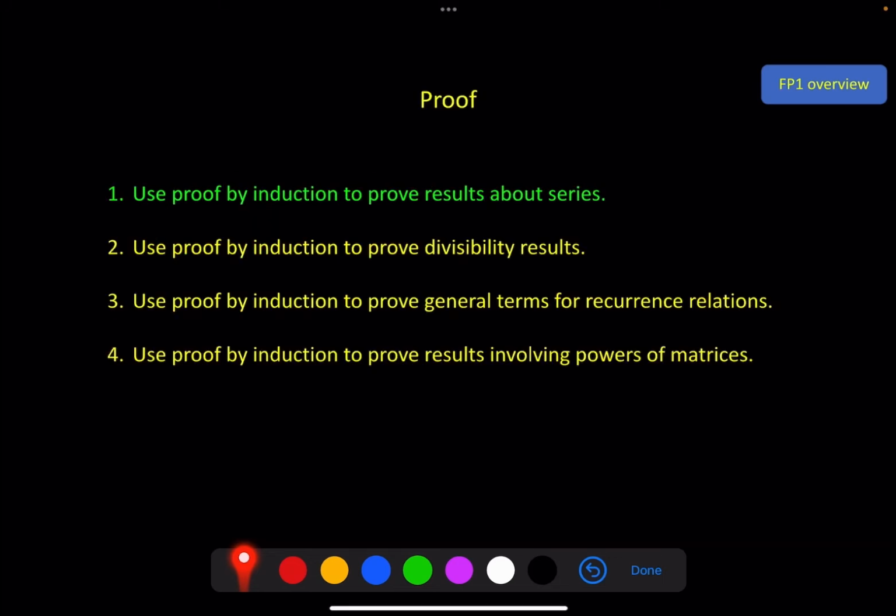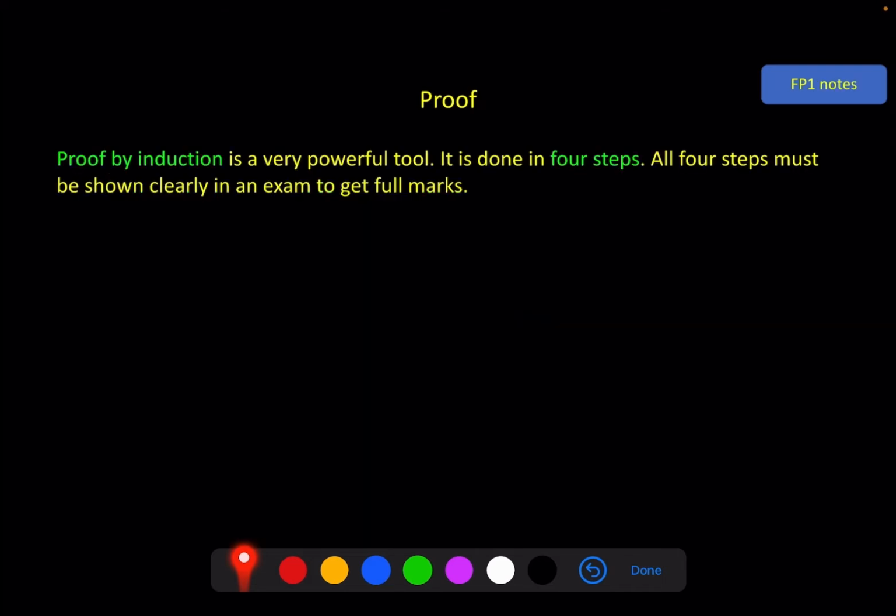What we're doing here in this chapter is proof by induction, and every video here is the same proof style, by induction each time. However, it's quite useful to see examples in the different types. This is series, divisibility results, recurrence relations, and matrices. But before we get to proving results about series, let's talk about what this method actually is. It's a very powerful tool, and it is done in 4 steps.